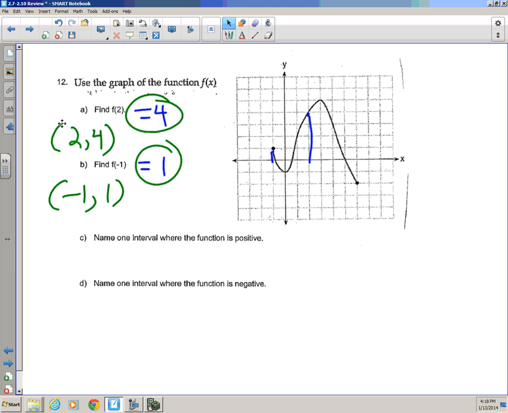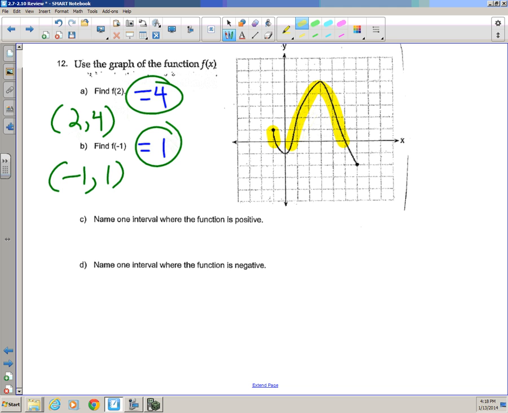Name one interval where the function is positive. Anywhere you're positive is when you are above the x-axis. So I happen to be above the x-axis here, and I happen to be above the x-axis here. There are two different intervals I could use. They only want me to give one, so I need to figure out where that is. It's almost going to be more of an estimation. I'm going to go for the bigger interval. The bigger interval is going to be in between here and here on my x-axis.